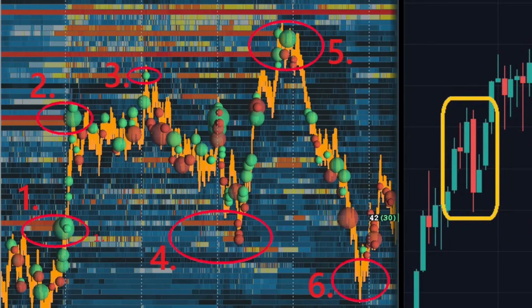Let me guide you through this example. At point number 1, there was a bigger limit sell order, as someone wanted to short the market, but the buyers were stronger and pushed the price higher. It was probably an institutional trader. And do you think he will get stopped out with a stop loss like a retail trader? Not at all. We get to point 2.